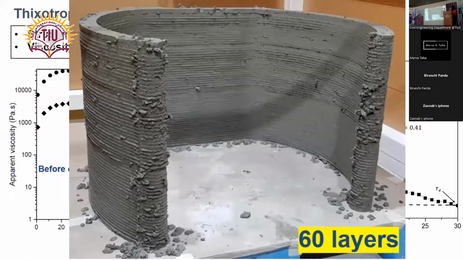shearing action, viscosity, which results in the thixotropic test, and based on that, we keep on adding more layers. In this way, we keep on adding more layers.